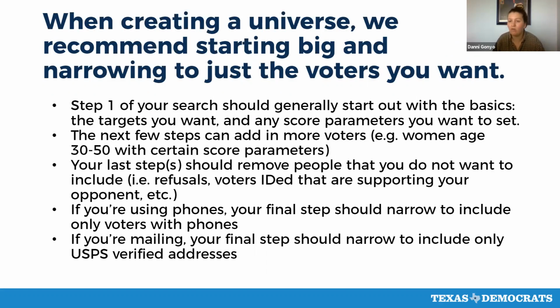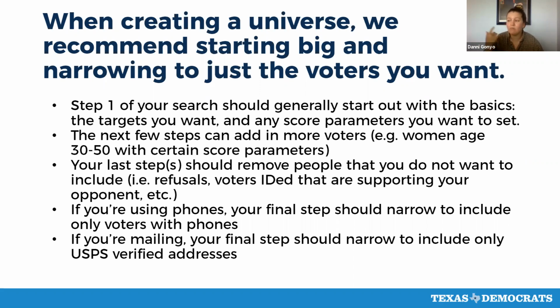So if you want all these voters in certain targets, that's usually what you're going to start out with. And then from there, you can add in more voters. So if you want to add in, for example, women aged 30 to 50 that have partisanship scores over 80, you want to add those additional people in on top of the targets that you already have. That's just an example. You don't have to do that.